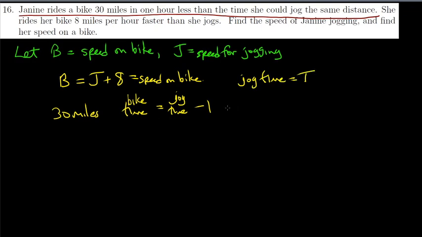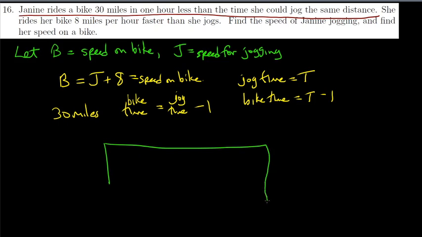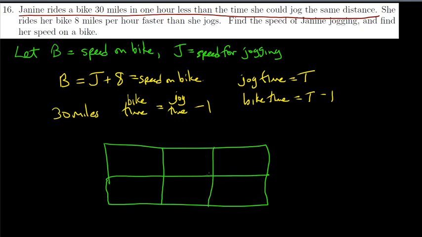Or we could call that the bike time, but it doesn't matter. So the bike time is just t minus 1, right, because it's 1 hour less. All right, I think just make a table now. At least that's what I would do, because we got to organize all this information here.